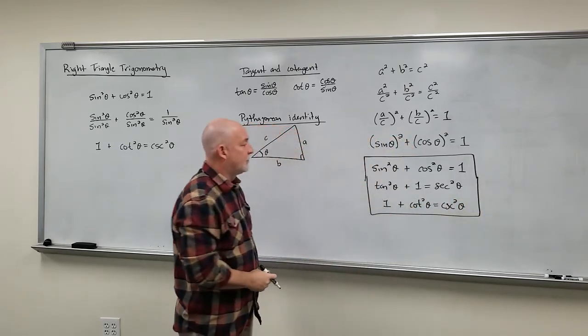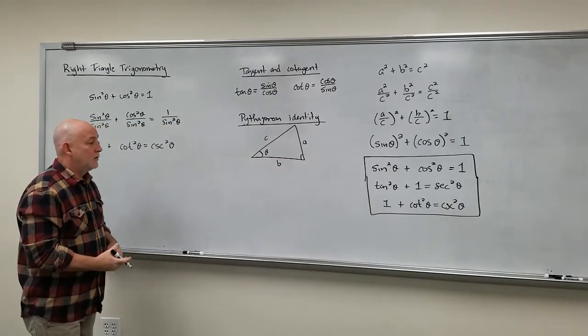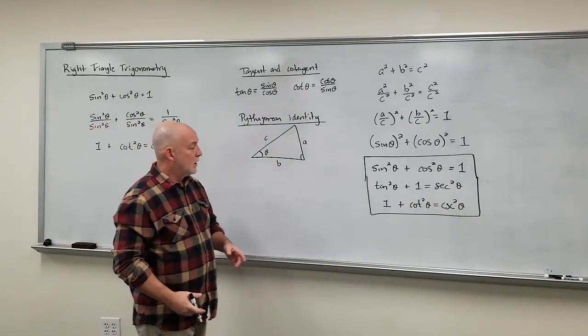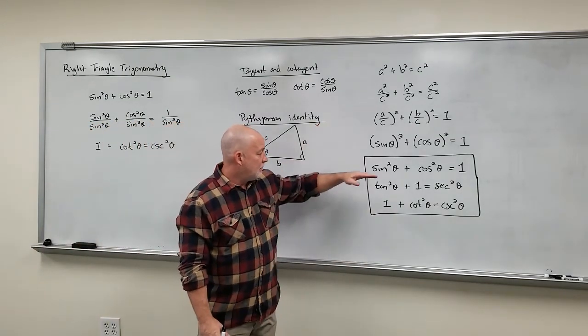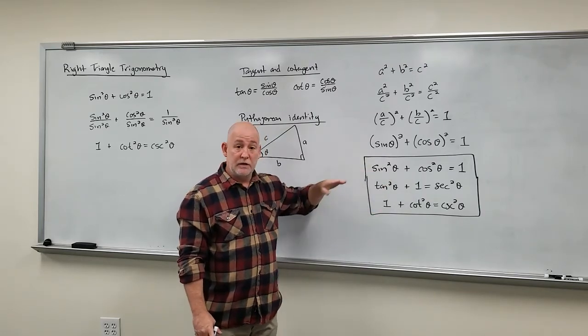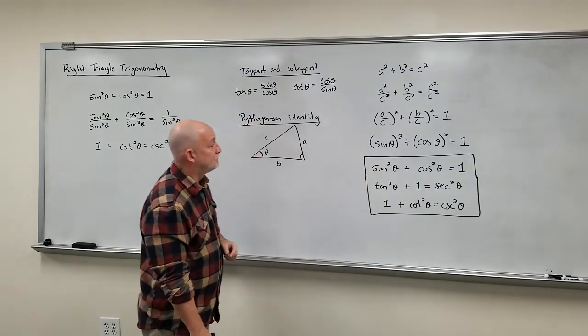Okay, there are your 3 Pythagorean identities. Since there's so much memorization in trig, generally what I suggest students do, instead of memorizing all 3 of them, is memorize the first one, and remember that to get to the other 2, all you have to do is divide through by sine squared or cosine squared.